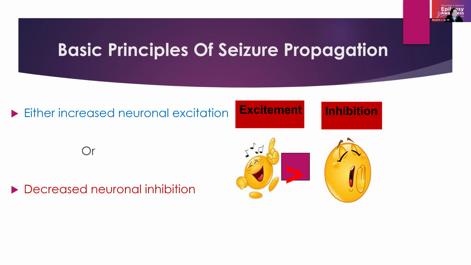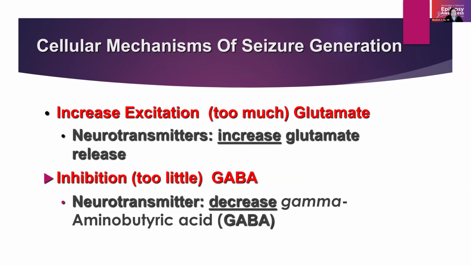So in order to decide which is the best ASM to choose, you have to understand the basic principles of seizure propagation. So there's either an increased neuronal excitation or a decreased neuronal inhibition. So if excitement is greater than inhibition, as you see in this cartoon, you have a seizure propagation. There's a neurotransmitter called glutamate that's involved with increased excitation. So if there is increased glutamate release or too much glutamate, a seizure will be generated. As opposed to, there's a neurotransmitter called GABA, which is involved with inhibition. So if there's a decreased GABA or too little GABA, a seizure will be generated.